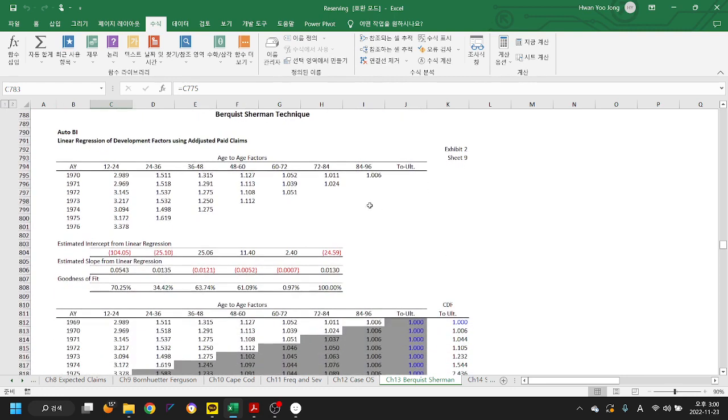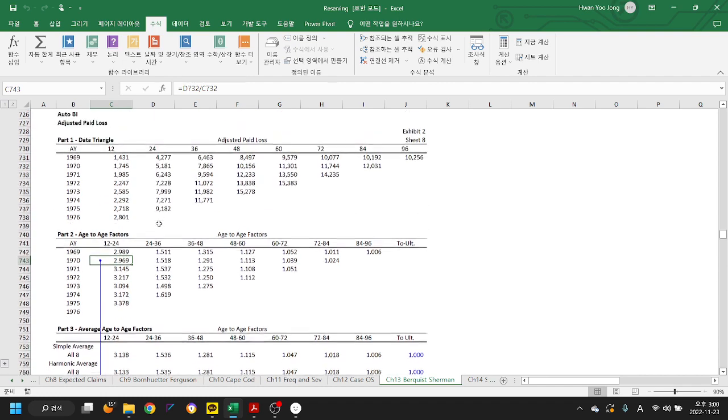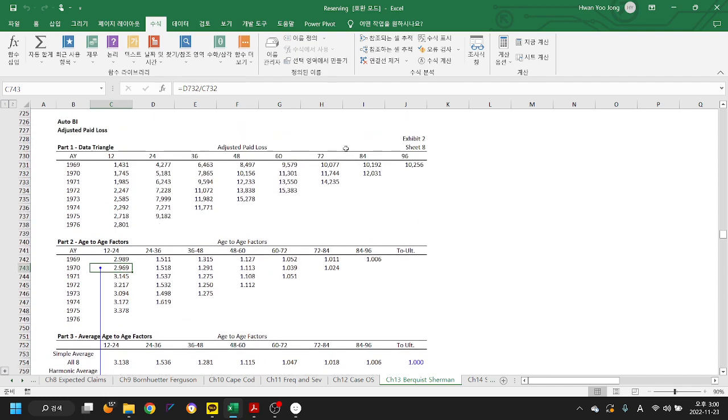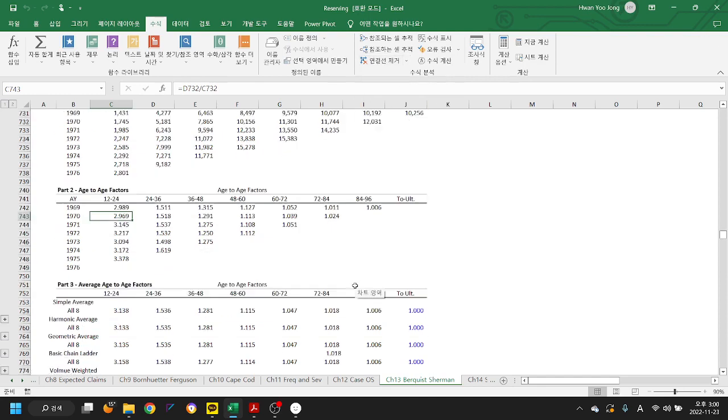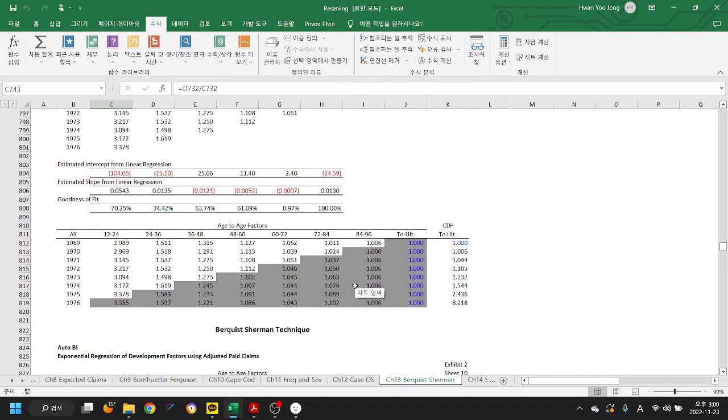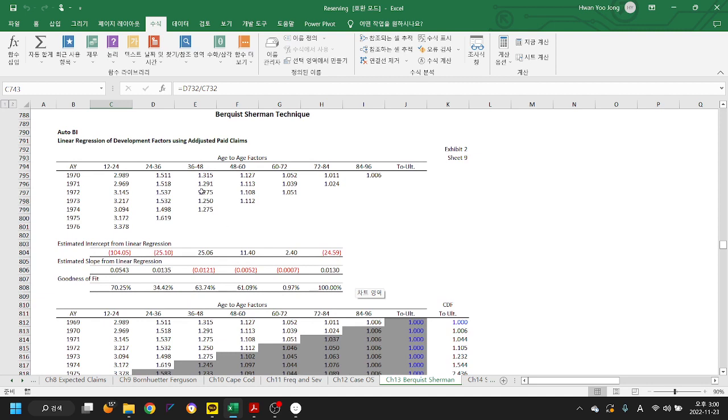So I'm going to do it very quickly. Let's say out of that adjusted paid loss triangle, I get the age to age factor. This is based on the adjusted one. And using this age to age factor, I also apply a linear regression or exponential regression upon this age to age factor by different development period.